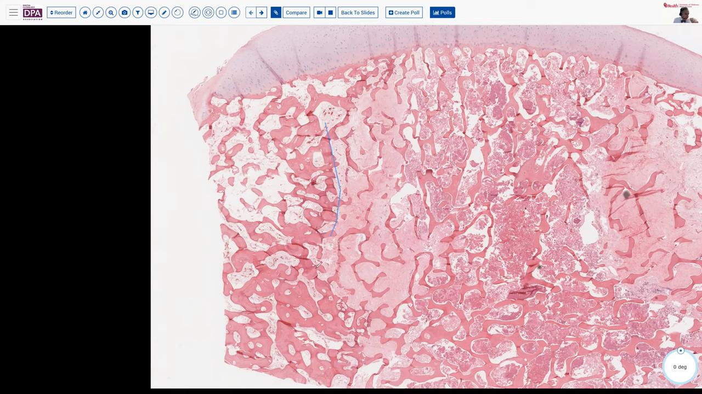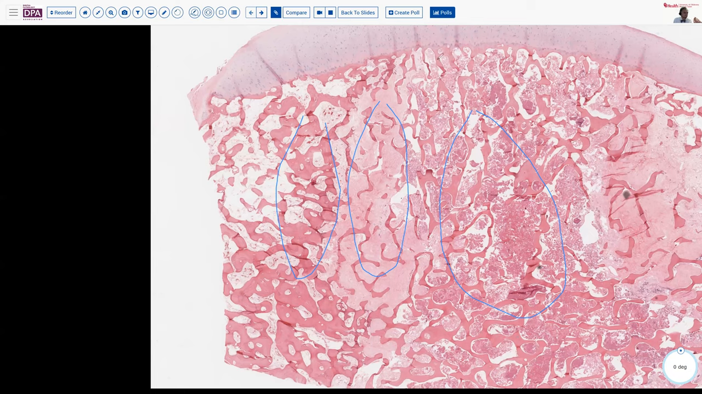So here's the area of buttressing. Here's the area of fibrosis. Here's the area of complete necrosis. Now, much of the bone in this fibrotic area is also necrotic as well.